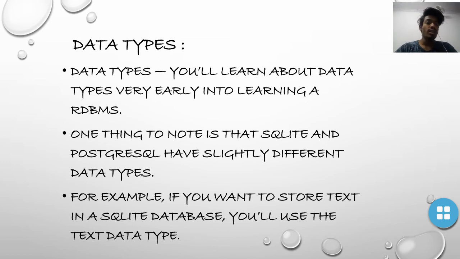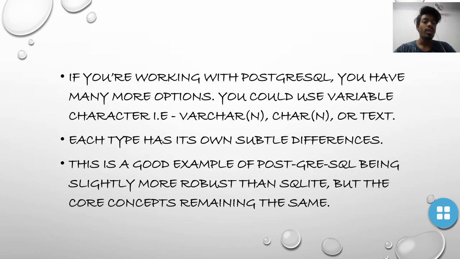So there are two systems here, SQLite and PostgreSQL. If you want to store text in SQLite, you'll use the text data type. But if you are working with PostgreSQL, you have many more options. Here you can use variable character, varchar, character, or text. Each type has its own subtle differences, and this is a good example of PostgreSQL being slightly more robust than SQLite, but the core concepts remaining the same.